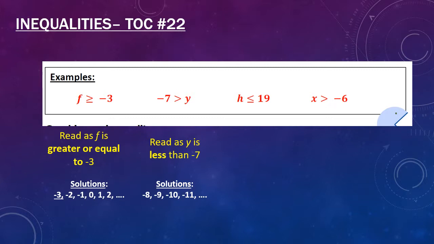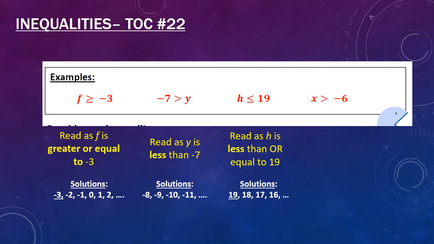Looking at the third one, h is less than or equal to 19. So it's any number that's less than or equal to 19. So 19 is included in the solution, but it's less than 19. So it's 19 or anything smaller, like 18, 17, 16, 15, 0, 1, anything that's negative. Okay, and the last one, x is greater than -6. So anything that's greater than -6 could be 0, could be 5, could be 10. Oops, I put in that -6 is included. -6 is not included in that solution.